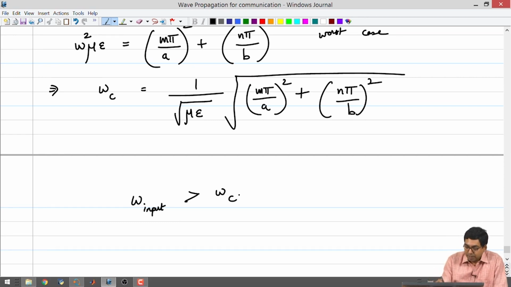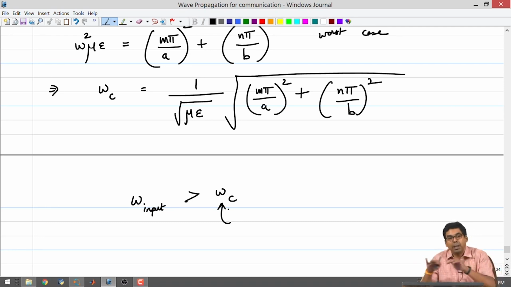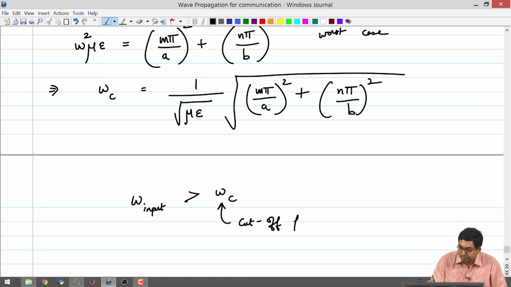This condition is just saying that your input frequency has to be higher than a specific frequency, which means that it is again a high pass filter just like the parallel plate waveguide, and you can call this absolute minimum case the cutoff frequency. So, there does exist a restriction on omega input for it to function as a waveguide.